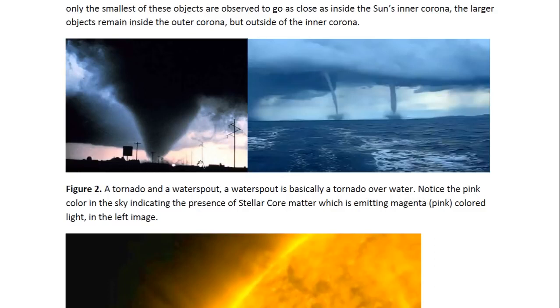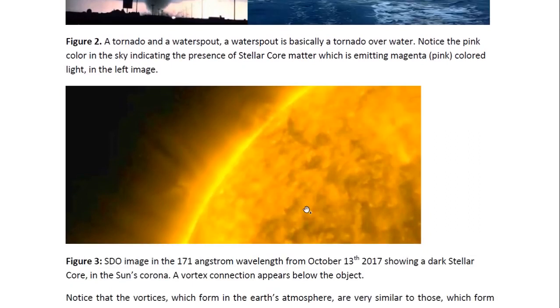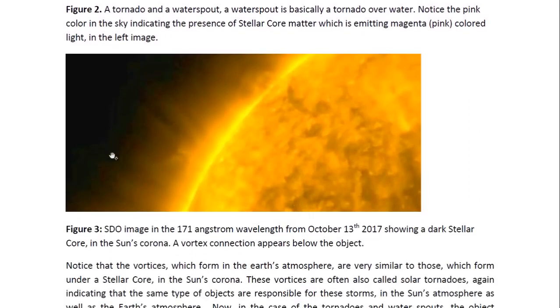And notice this pink color in the sky around the object. This is indicative of stellar core matter, which is emitting magenta or pink colored light, being in the vicinity. So again, we see this sort of coloring associated with the tornado. And here's one of these objects in the Sun's corona. And there's the vortex that is created by the presence of these objects.